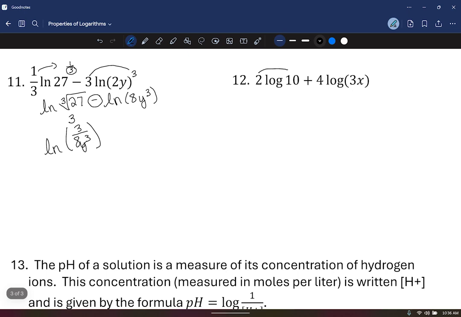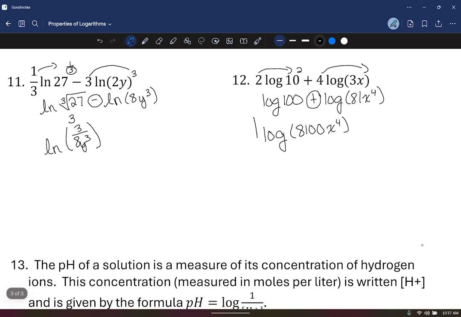All right, so I move the 2 up here. That gives me log of 100. Plus, I'm going to move the 4 up here. So I have to take 3 to the 4th, which is 81. And x to the 4th as well. Since I'm adding two logs, I need to multiply their parts. So 100 times 81x to the 4th would be 8100 x to the 4th.